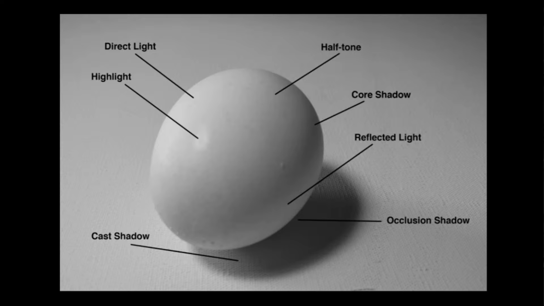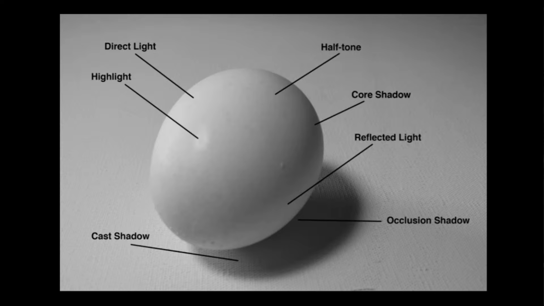On the light side, we have the highlight, the direct light, and the halftone. First, let's talk about the direct light. The direct light area, otherwise known as the central light area, you're going to hear both terms, is the area where the light is able to hit directly.